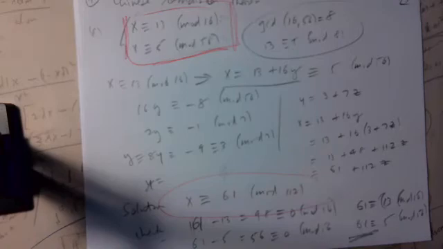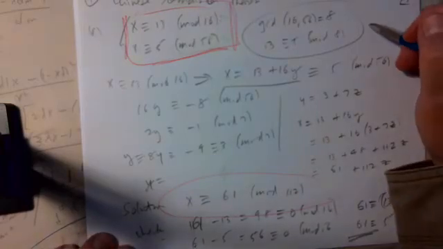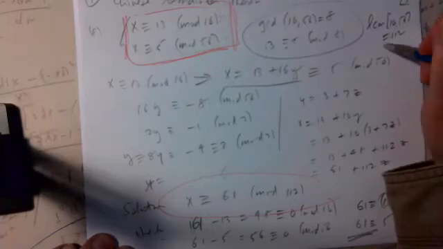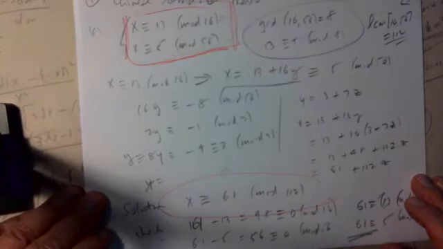So this is the correct answer. All solutions are all numbers congruent to 61 modulo 112. You'll notice that the least common multiple, the LCM of 16 and 56, is 112. That's where the 112 comes from. Right? Any questions about this?